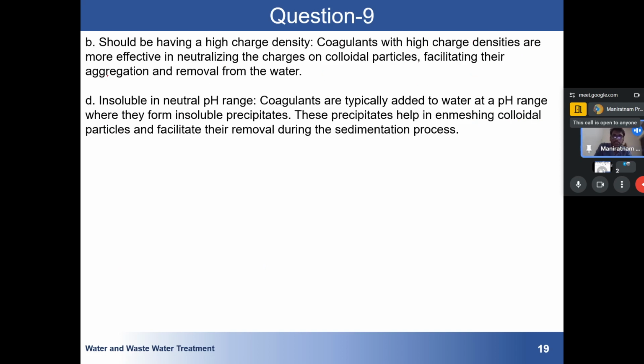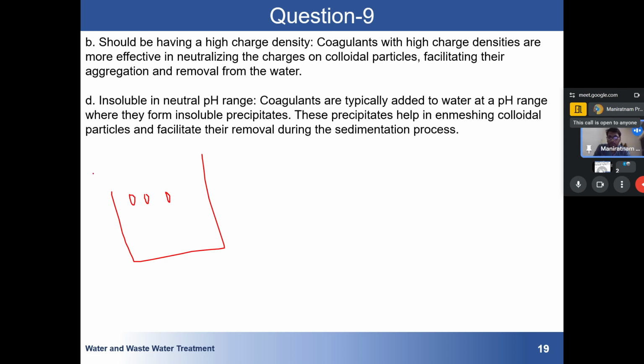Coagulants with high charge density are more effective in neutralizing the charge on the colloidal particles, affecting their aggregation and removal from the water, facilitating their aggregation. Suppose in your water, this is one suspended particle, one colloidal particle, and this is the second. Why are they not getting settled? Because their weight is not so high.